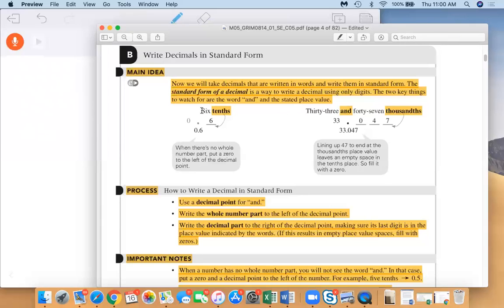it's important now. So here we have 6/10. There's no "and," so we know that we start with 0 point, right? You just write a 6, and since it's the tenths place, you know you don't have to write anything after that or any zeros before it. Here we have 33 and 47 thousandths. So we know that "and" means point, and then it's 47 thousandths. So remember, it goes to the last place. That thousandths lets you know that you have 3 decimal places. So since there's a thousandths, but you're only given 47, you know you have to put a 0 there to make sure that it goes all the way to the thousandths place.